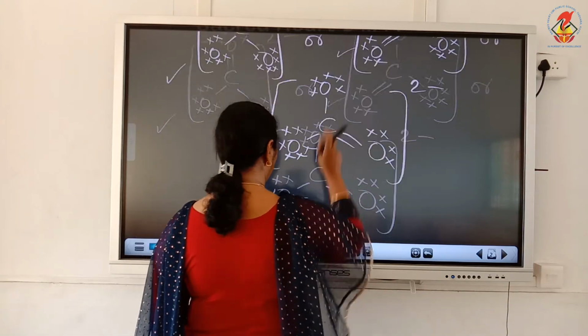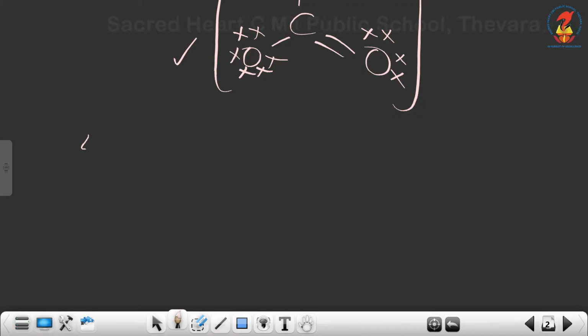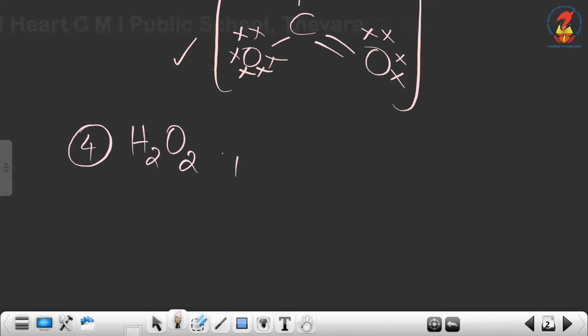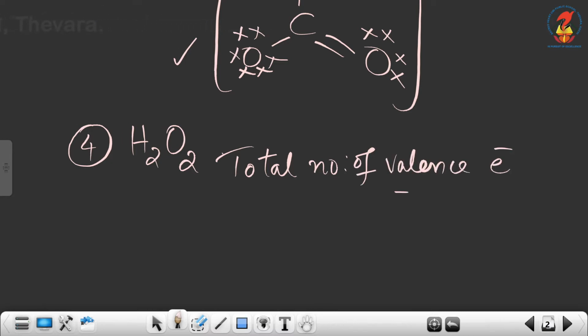What is the name of H2O2? Hydrogen peroxide. Example 4 is H2O2, hydrogen peroxide. First step is to calculate the total number of valence electrons. So total number of valence electrons will be hydrogen 1 into 2 plus oxygen 6 into 2. So total, sorry, 6 twos are 12, plus 2, 14 electrons, not 18.